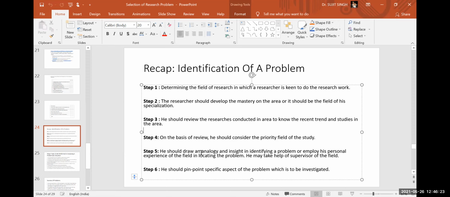Step 5, you can draw the analogy. Analogy means examples, the same sort of thing. And insight in identifying the problem implies personal experience. No doubt, personal experience is always involved in research. He may take help from the supervisor of that field. You can talk to your supervisor about how to proceed further. And finally, you have to pinpoint, be specific, about what exactly you are going to do.